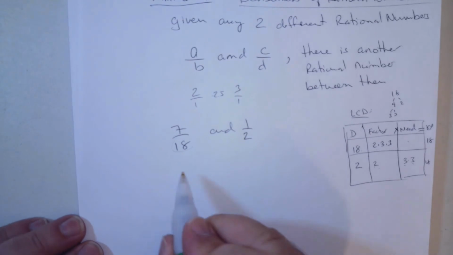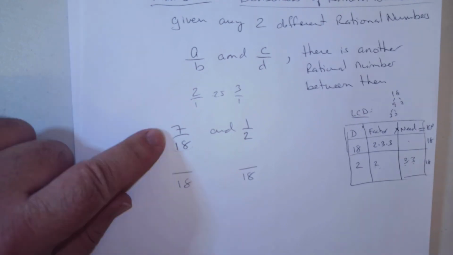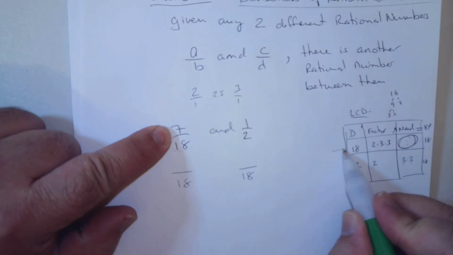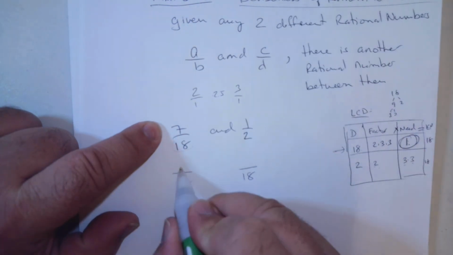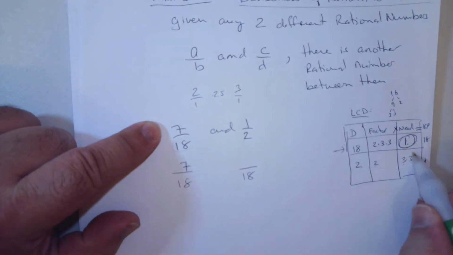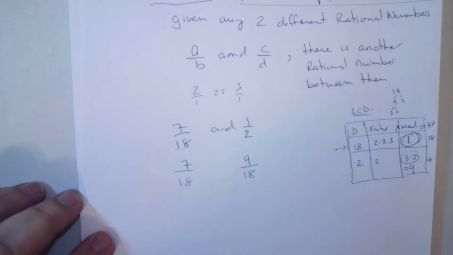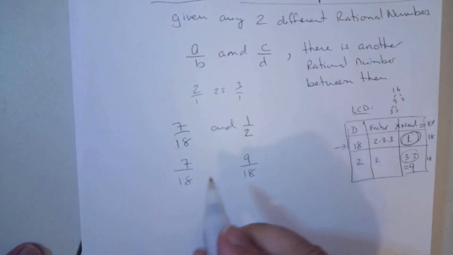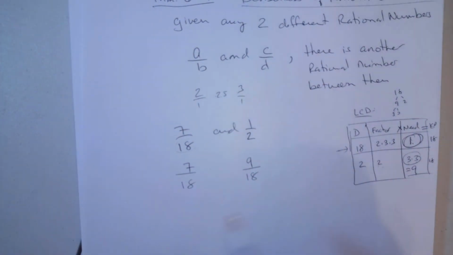So what we know is 18 is our denominator. Whatever's here multiplies to that. That's the denominator. Whatever's here multiplies to that. So that's a 1. So 7 times 1 is 7. 9 times 1 is 9. Okay, so we see that there's at least one number between them, 8 over 18. Can we find more? Let's see.